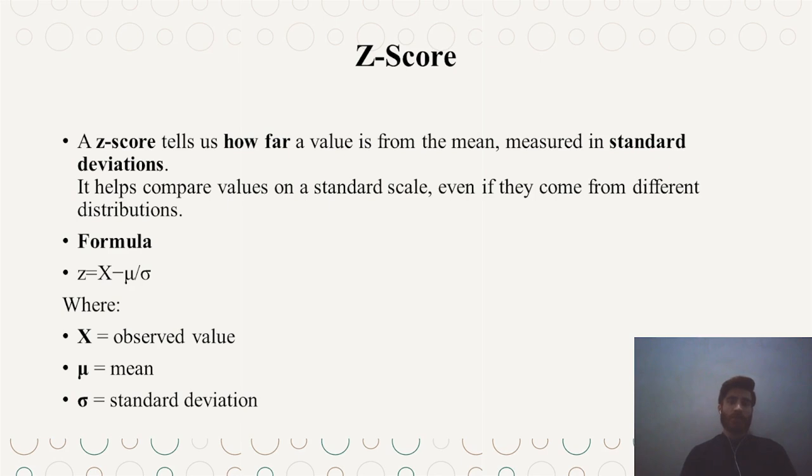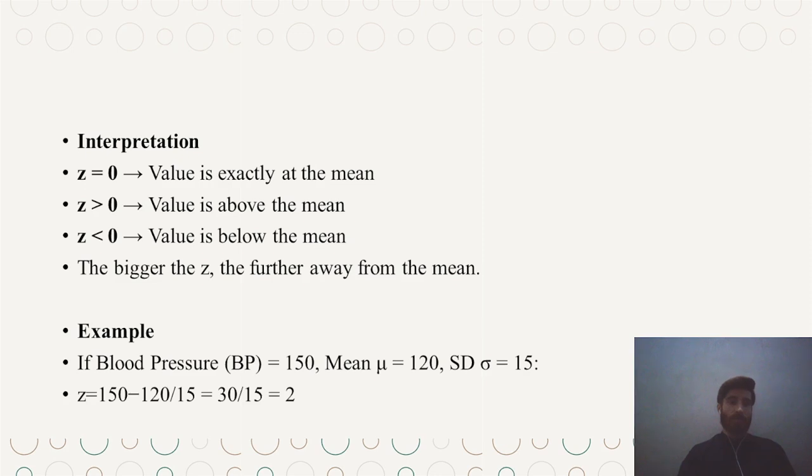Now the z-score. What is a z-score? A z-score tells us how far a value is from the mean, measured in standard deviations. It helps compare values on a standard scale even if they come from different distributions. The z-score measures the value in standard deviations and shows how far the value is from the mean. Here x is the observed value, the second is the mean, and the third is the standard deviation. This is the formula for the z-score.